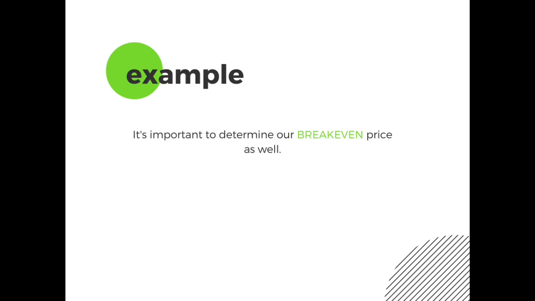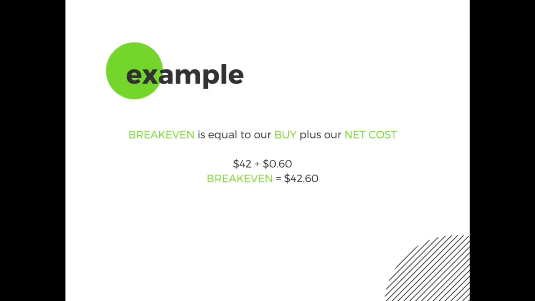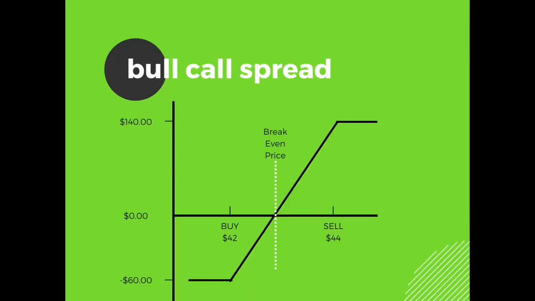Now before we can take our trade though, it's important that we understand what our break-even price is as well. So to determine the break-even, we just need to add our buy strike with our total net cost. In this example, we have a $42 buy strike and a 60 cent upfront cost. That means our break-even price is $42.60.